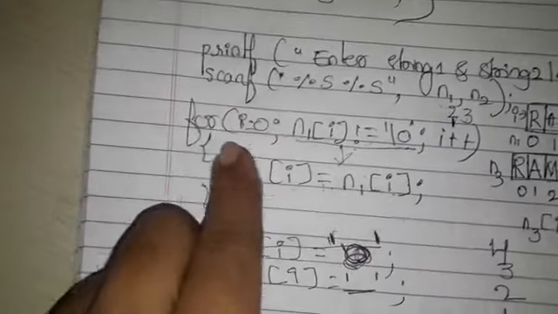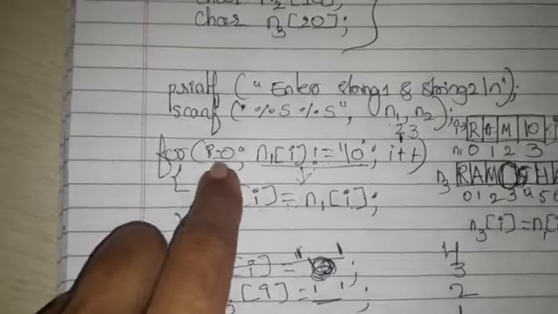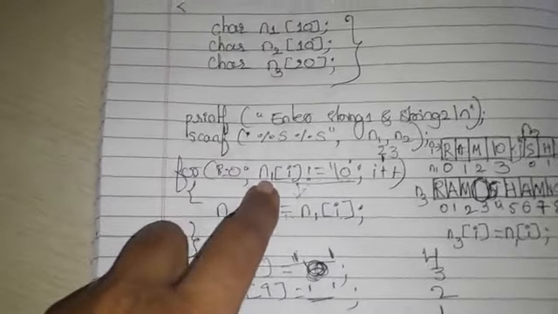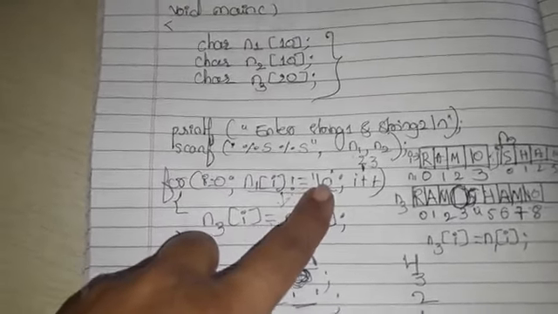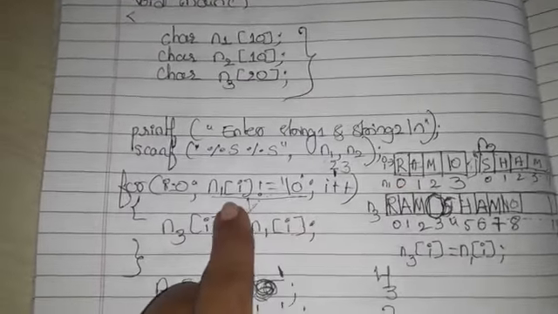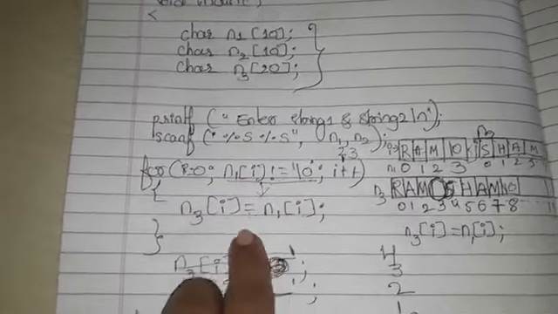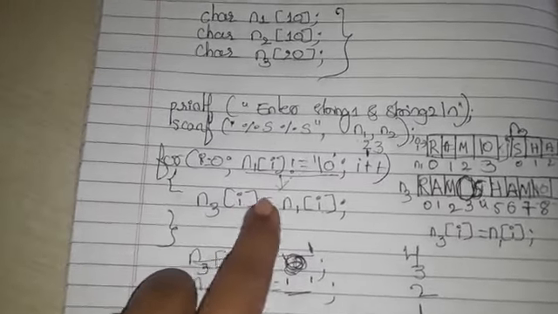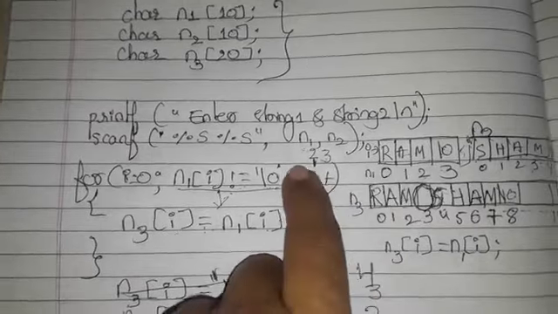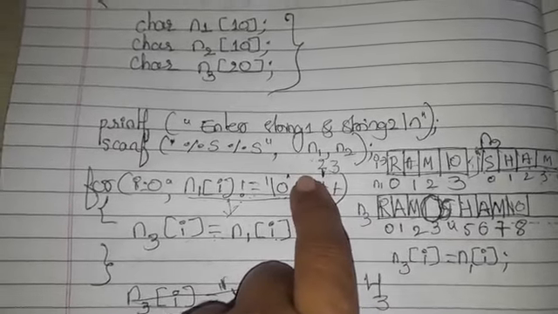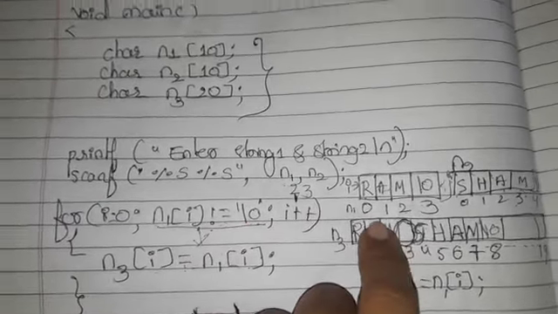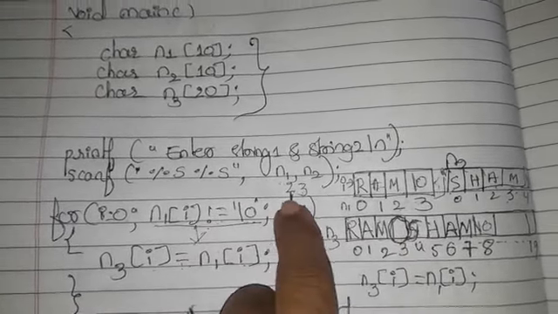So I'll be taking i equal to 0 because I want to fetch N1 of 0. I'll check N1 of 0 is not equal to null. Obviously it is true because N1 of 0 is R. As R is not equal to null, it is true, so it will come inside. N3 of 0 is equal to N1 of 0. In the sense, successfully I have fetched R here. i plus plus, it will become 1.